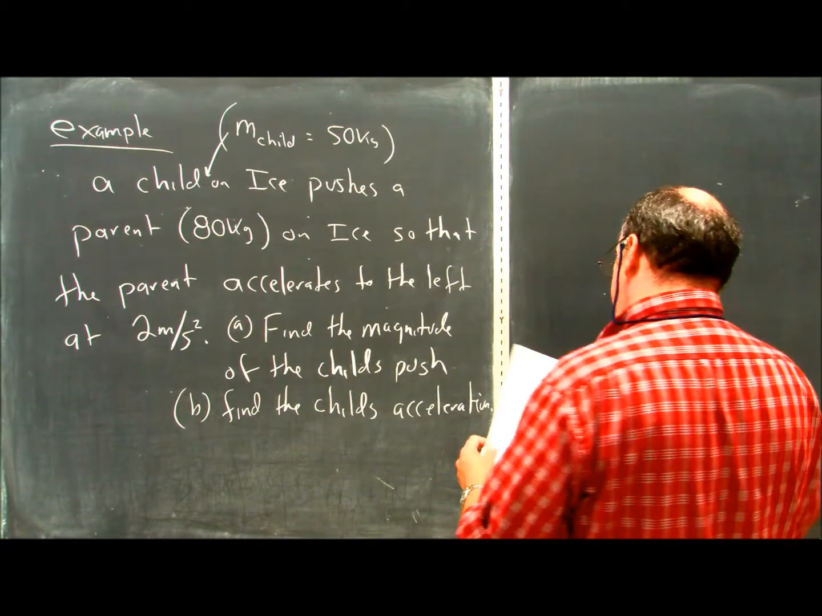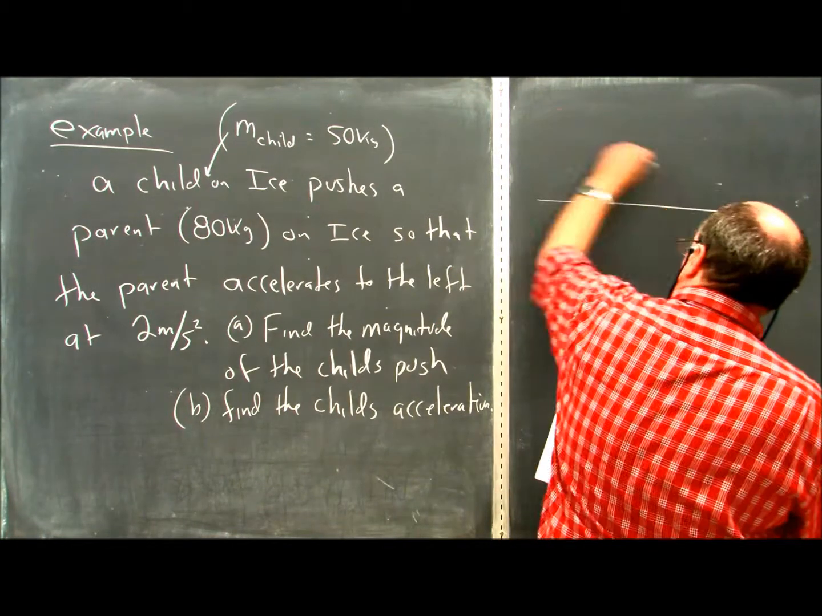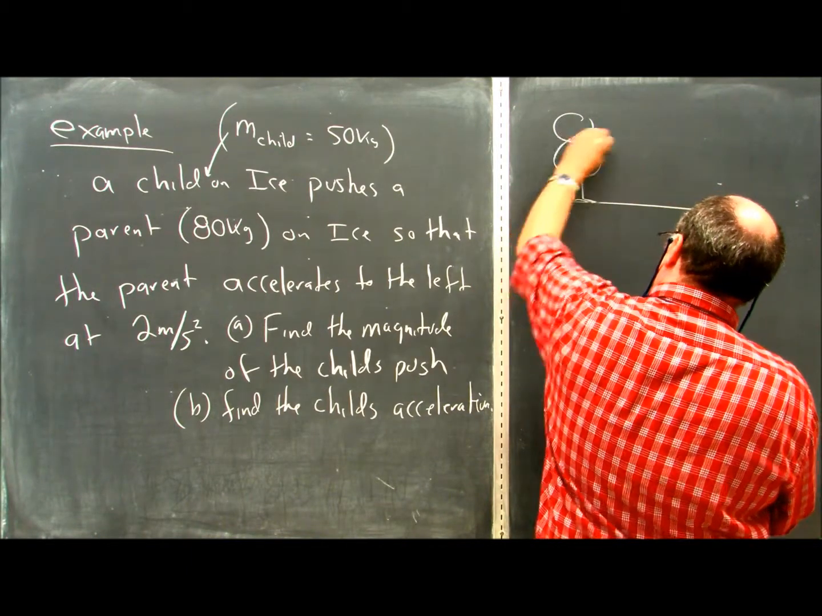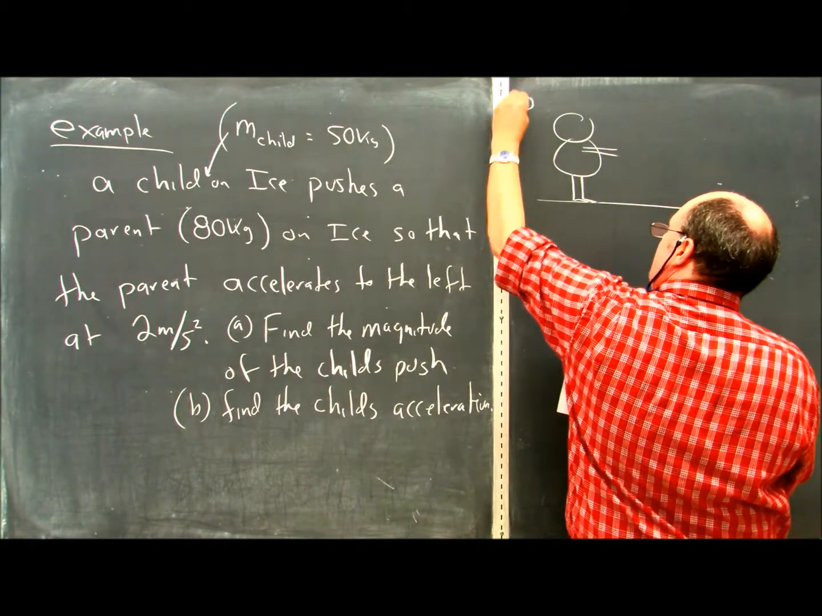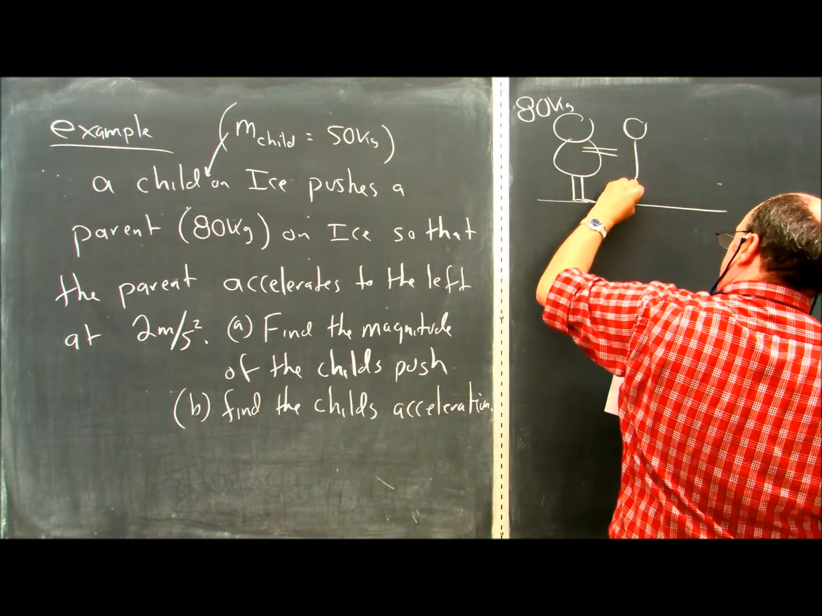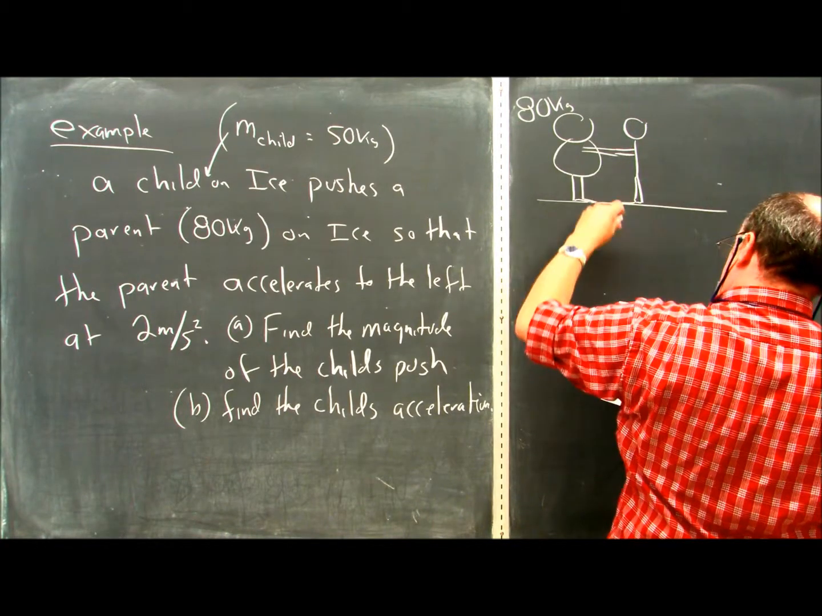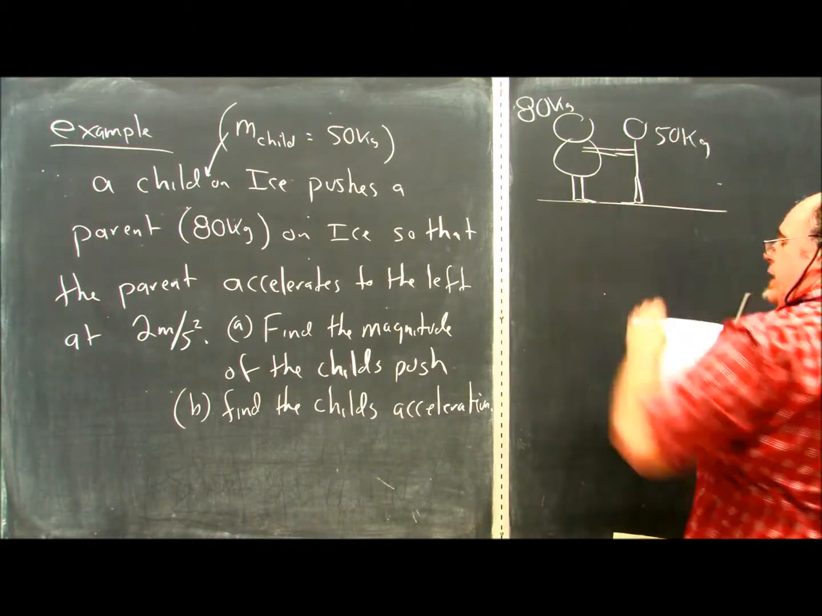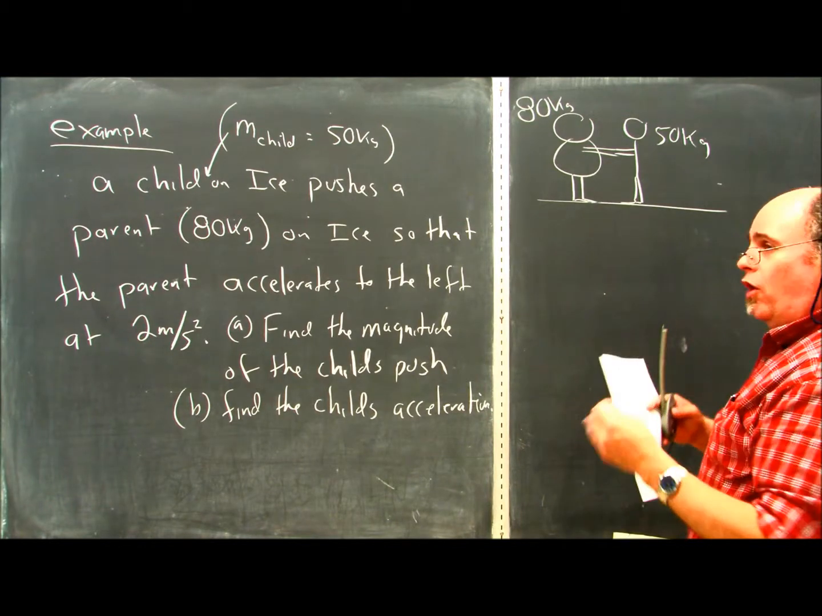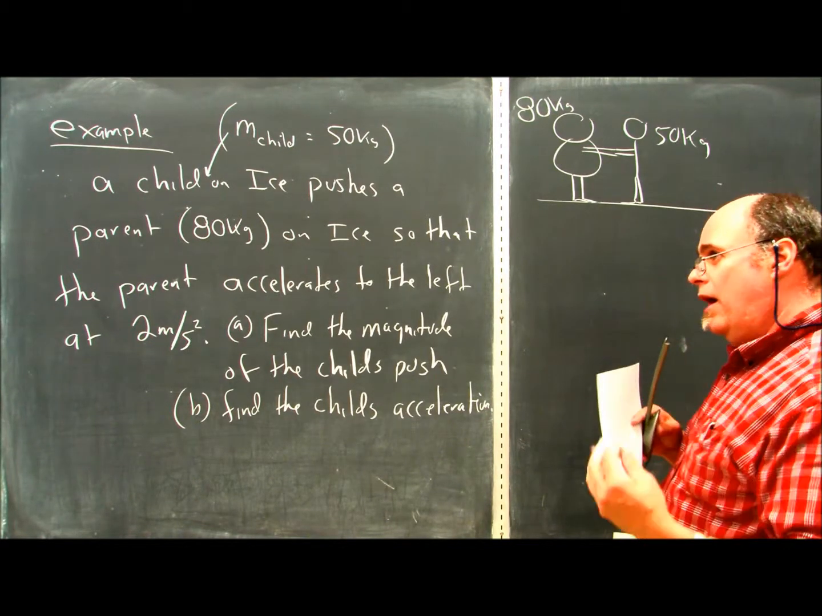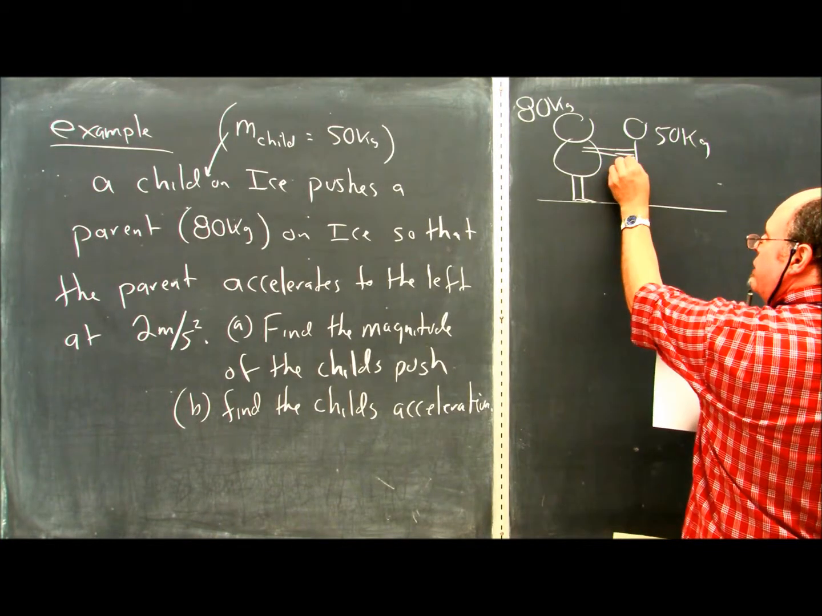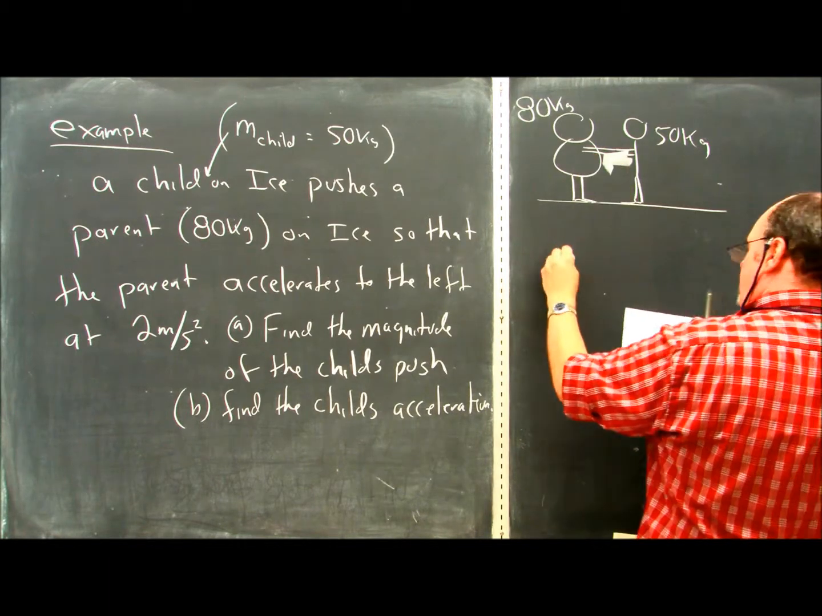So if I had to draw this, I would say, here we are, and we have a parent, so I'll draw the parent bigger than the kid. I don't know why I've made the parent so chunky looking, but this is the 80 kilogram parent, and the kid would be over here, a little bit lighter. Okay, and this is the 50 kilogram child. So what's happening is, with Newton's third law, the child is definitely pushing on the parent. So if the child pushes on the parent, the parent will slide backwards and to the left.